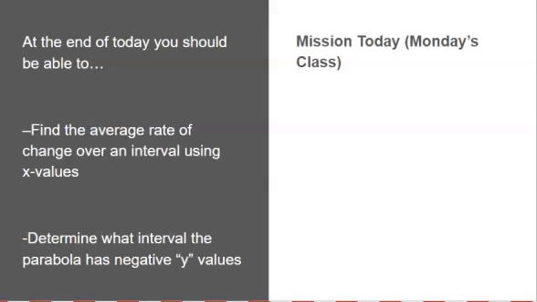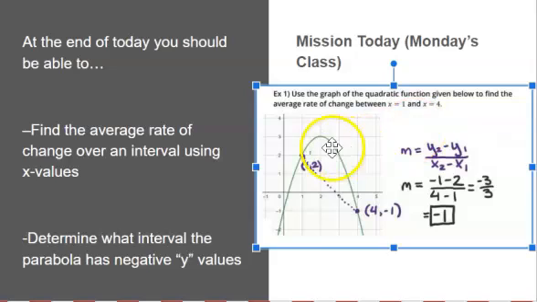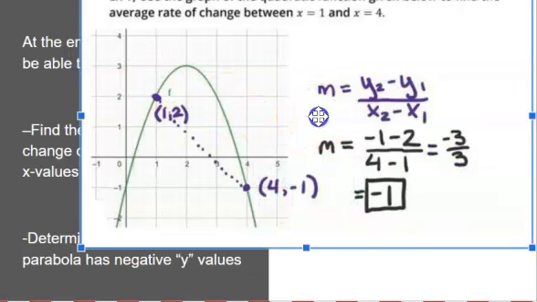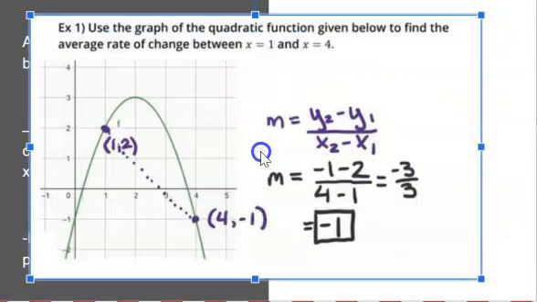So let's get started on learning material. Today's mission is to be able to find the average rate of change over an interval. So at the end of the lesson, you should be able to take one of these pictures, where I have a quadratic here, find two coordinates on that quadratic, on that parabola, and then find the slope between those two coordinates. And that's the average rate of change. So that's one of our missions.